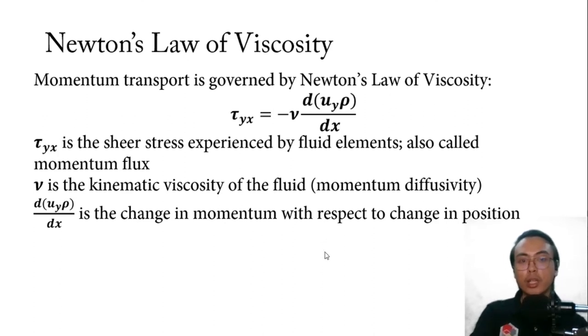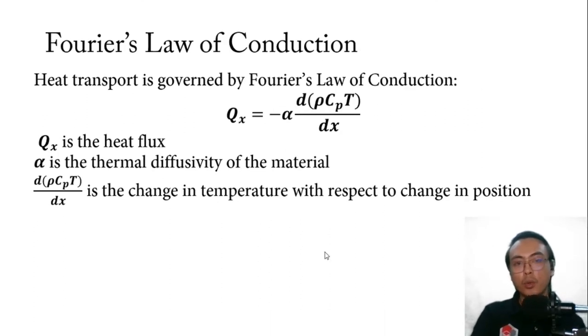Now let's go to heat transfer. We see that we have a very similar equation. We have Q is equal to negative alpha times the gradient. The molecular heat transport is governed by Fourier's law of conduction. This is the heat flux. This is akin to momentum flux in momentum transfer. That's equal to the thermal diffusivity. This is also akin to the momentum diffusivity in momentum transport, multiplied by the gradient.